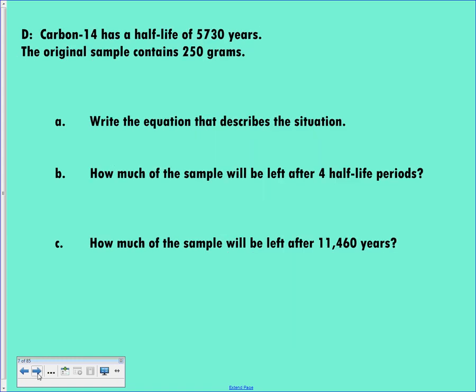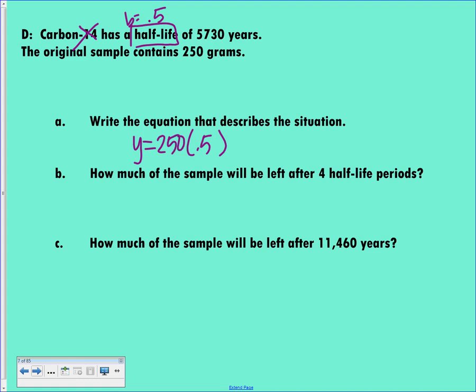So example D is kind of getting into some science stuff. Carbon-14 has a half-life of 5,730 years. The original sample contains 250 grams. Write the equation. Same thing, starting value first, so 250. Now I'm looking for a percent. I don't have a percent, but I have this nice thing called a half-life. A half-life, like it says, has a half for the growth factor, because that talks about how long it takes for that sample to decay by half. So 0.5 is always going to be true for every time you see the word half-life.